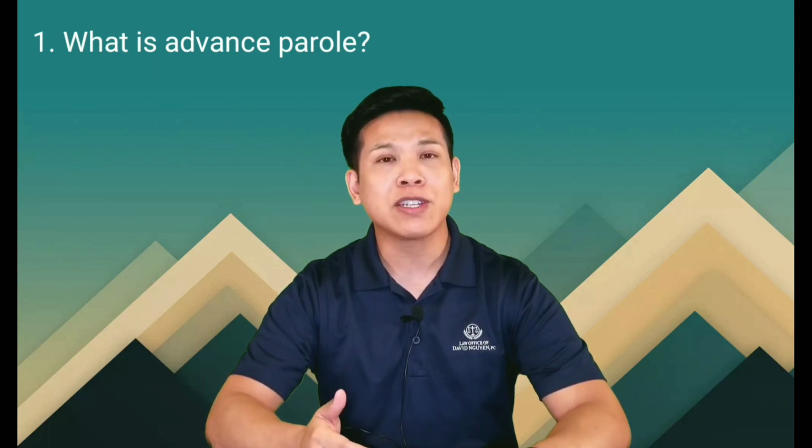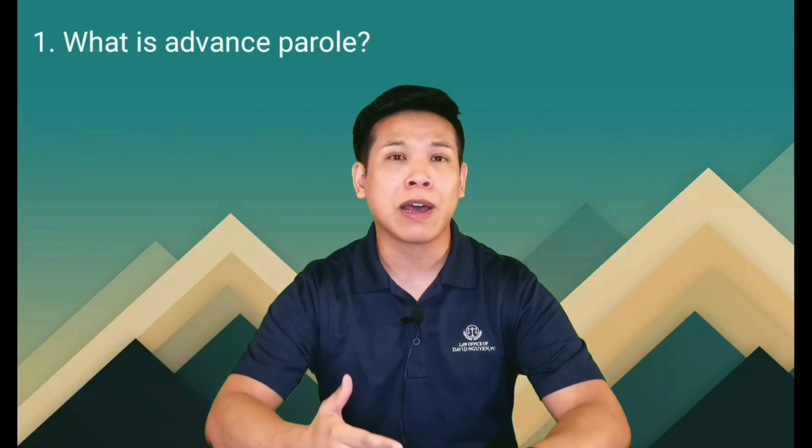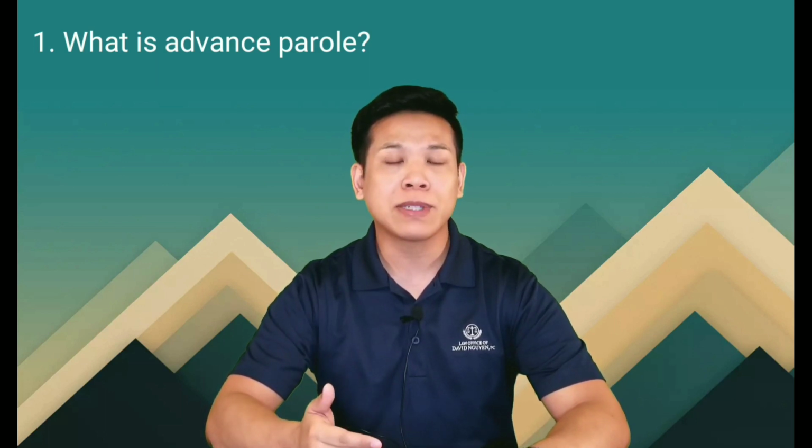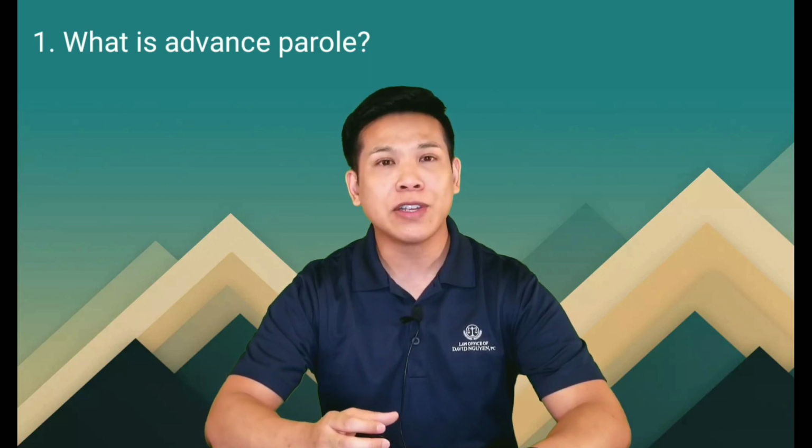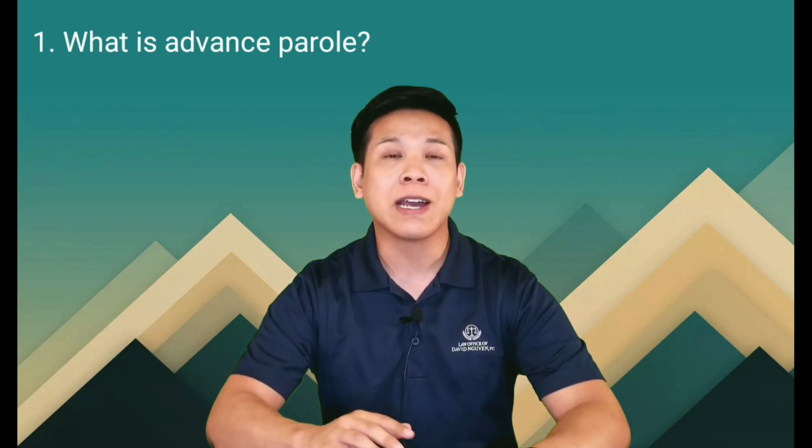So other immigration categories that oftentimes apply for advance parole include people that are on temporary protected status or TPS, or people that are on the Deferred Action for Childhood Arrivals program, otherwise known as DACA. So these individuals can apply for advance parole. This way they can leave the US and come back in without having any issues.